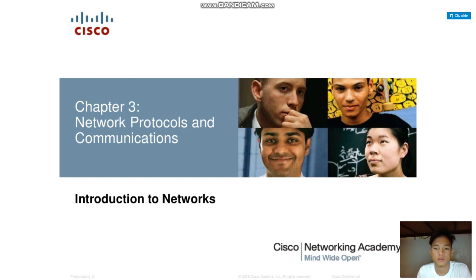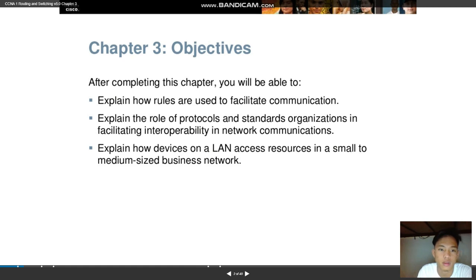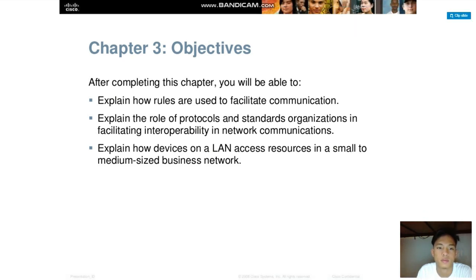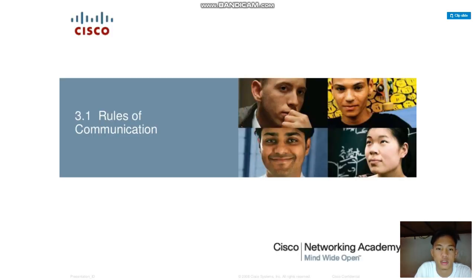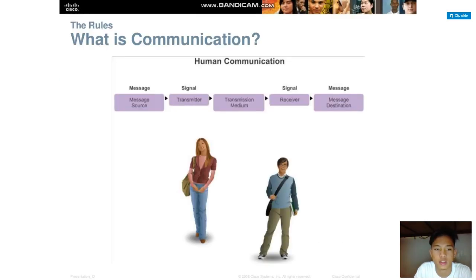And now, let's talk about the summaries of Chapter 3, which is Network Protocols and Communications. So these are the objectives of Chapter 3. Chapter 3 has four major subparts: 3.1 Rules of Communication, 3.2 Network Protocols and Standards, 3.3 Moving Data in the Network, and 3.4 is the summary. So 3.1 Rules of Communication.